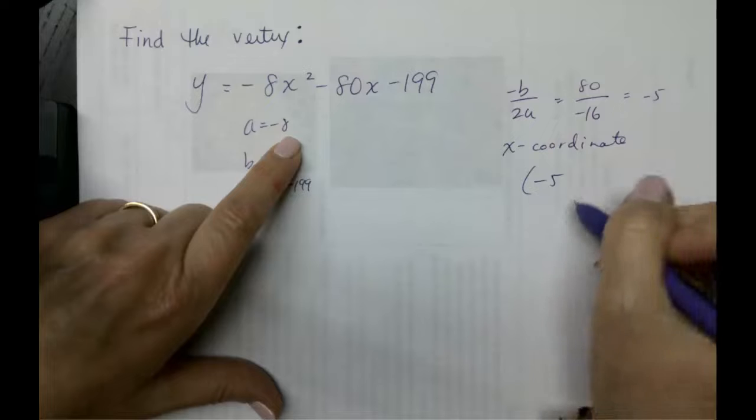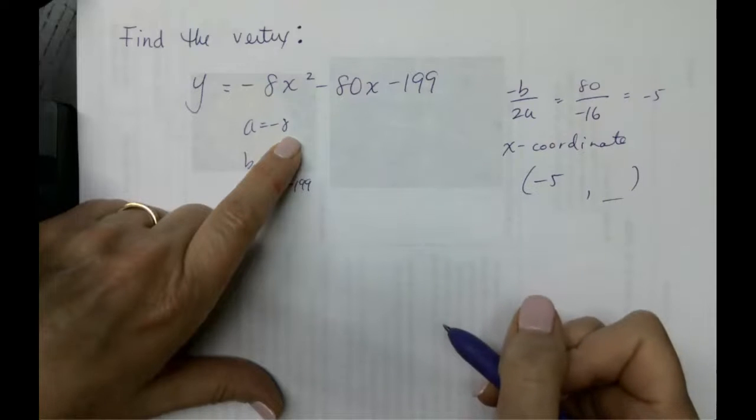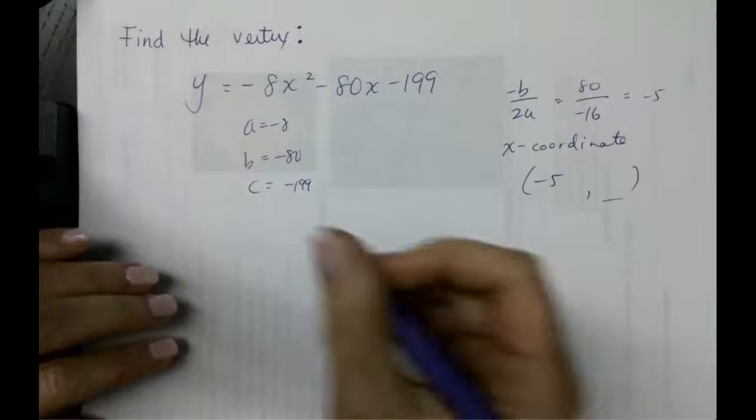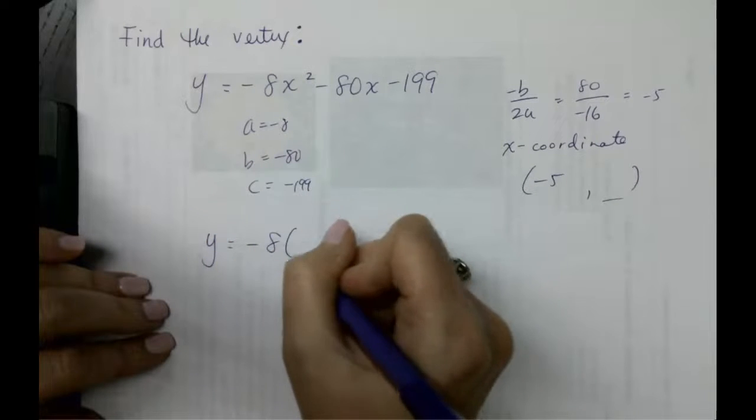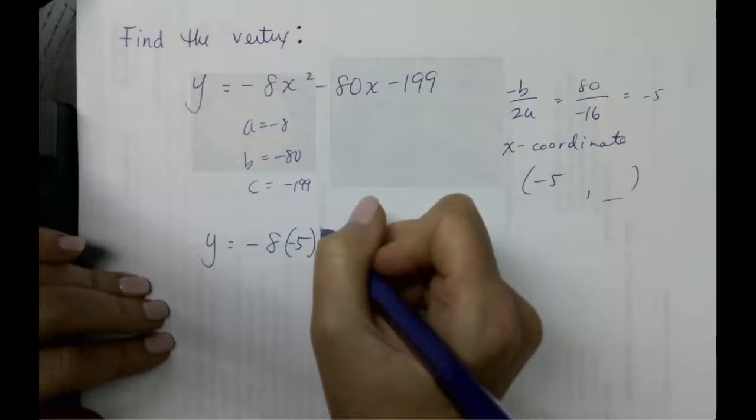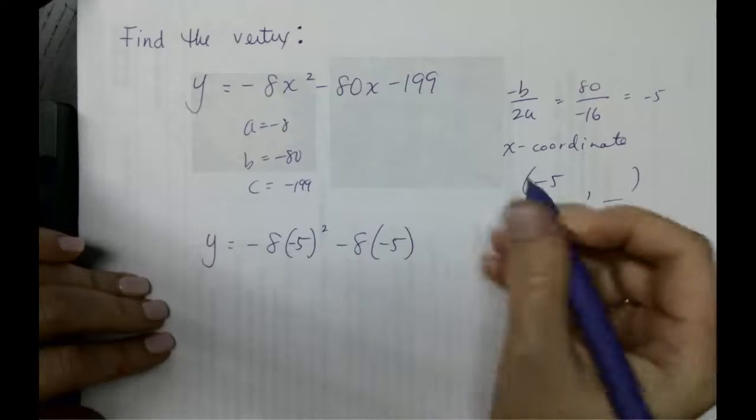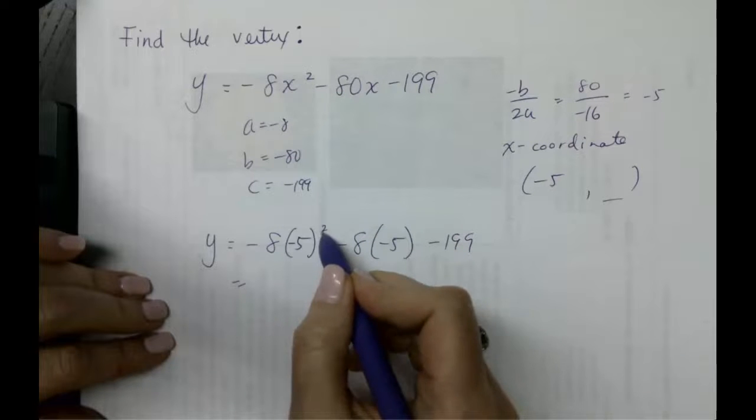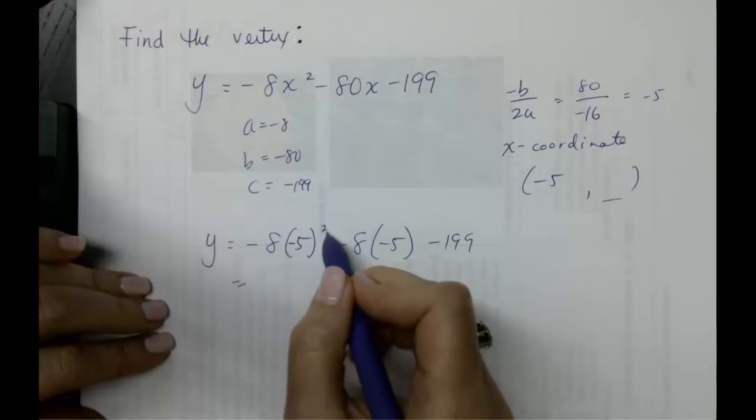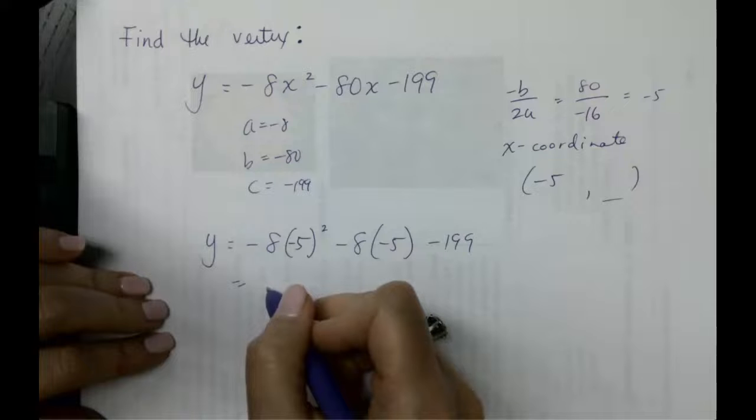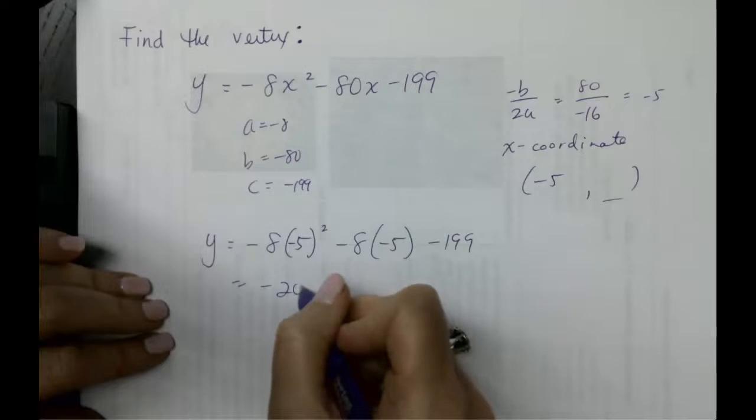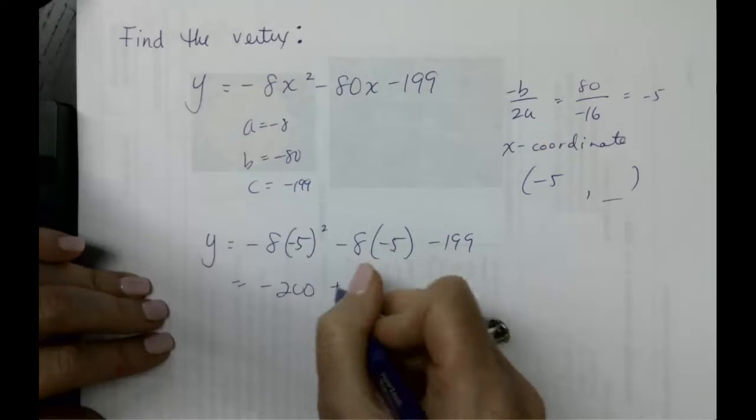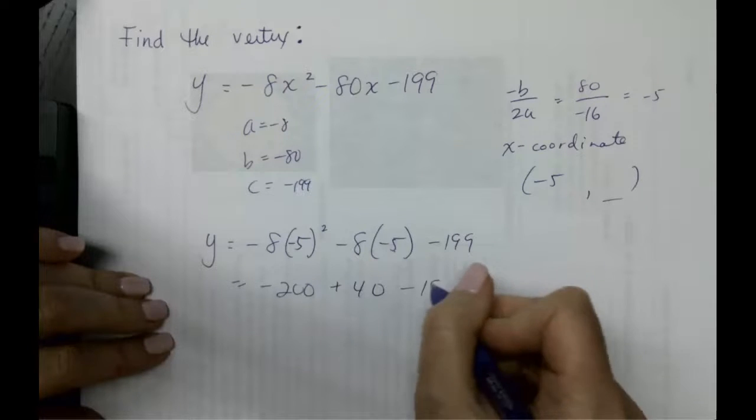And then we will put that in with the y-coordinate. How do we find the y-coordinate? We plug it in. We substitute in x equals -5. So y equals -8 times (-5) squared minus 80 times -5 minus 199. Remember to follow order of operations here. (-5) squared is 25. -8 times 25 is -200, and then -80 times -5 is plus 400 minus the 199.